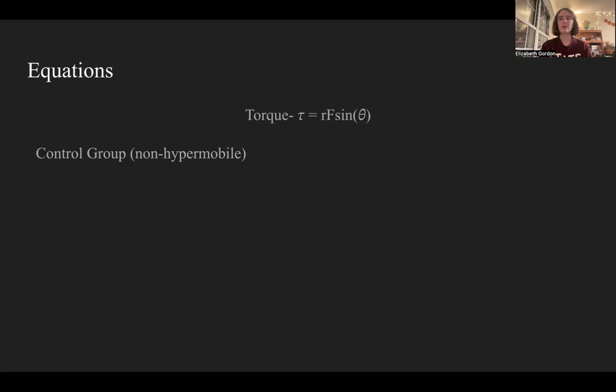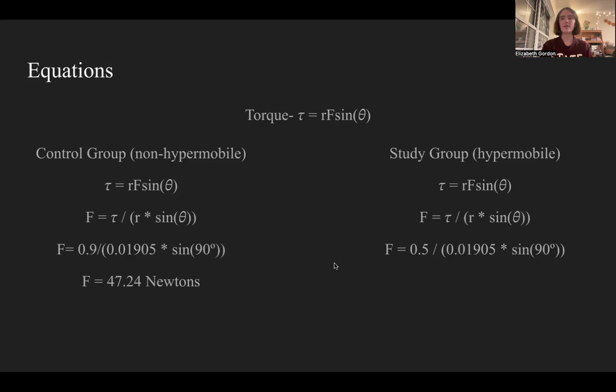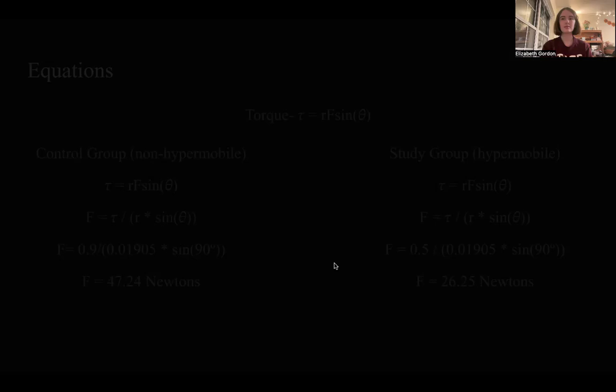In the control group, this equation ends up as force equals 0.9 over 0.01905 times sine 90. This sets the predicted force experienced by the control group as 47.24 newtons. Then we will do the same for the study group with hypermobility. This equation ends up as 0.5 divided by 0.01905 times sine of 90. This equation estimates that the predicted force experienced by the hypermobile study group would be roughly 26.25 newtons.